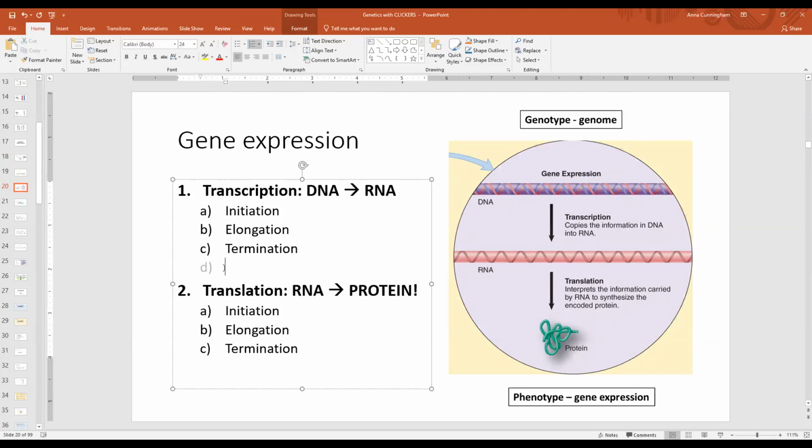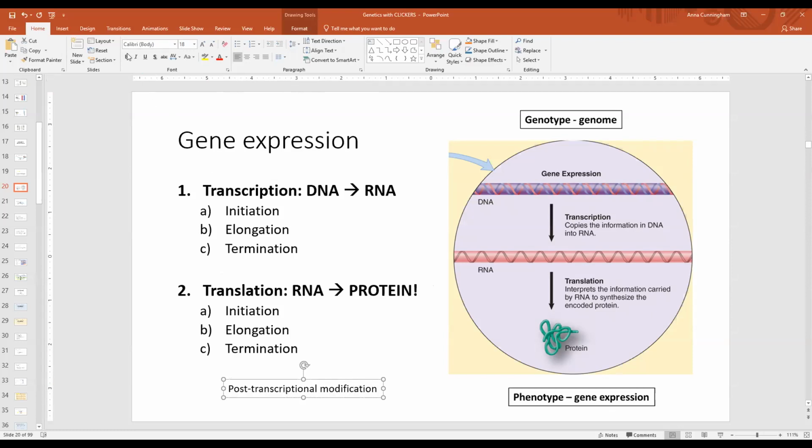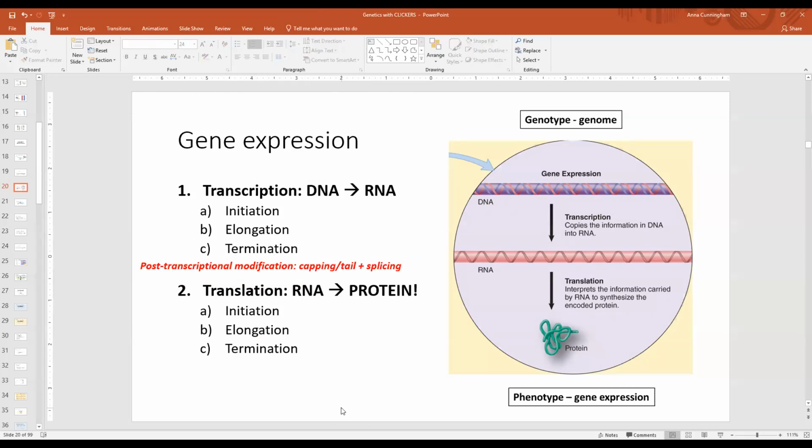It's just worth noting that here, we did talk about something that happens between transcription and translation, which is post-transcriptional modification. And we will review that. But just putting that in here, that happens right here, and that's basically capping, adding a tail, plus splicing. Right. So that happens between transcription and translation. So we'll review that real quick.